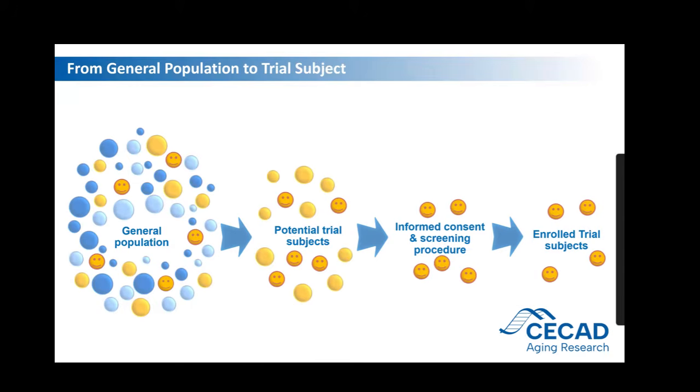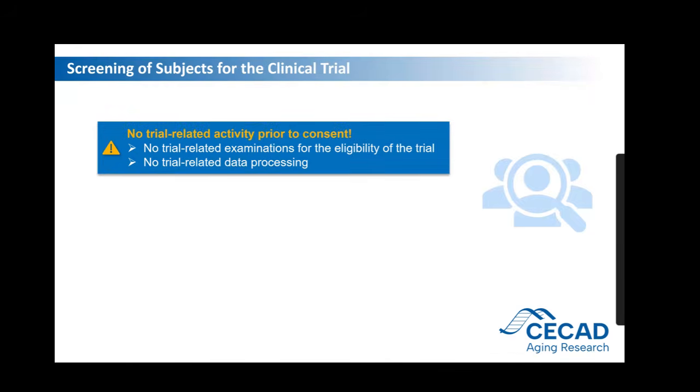So now we have gathered the informed consent of our potential study subjects. That means we can now go on with the screening for the actual trial and the enrollment of the subjects that you can see here. And the very important first thing I want to mention when talking about screening is that you, under no circumstances, are allowed to do any trial-related activity, so no screening, no examinations, and no data processing before you receive the informed consent from your subject. So whatever you need to do to check for eligibility, you always need to have the informed consent first.